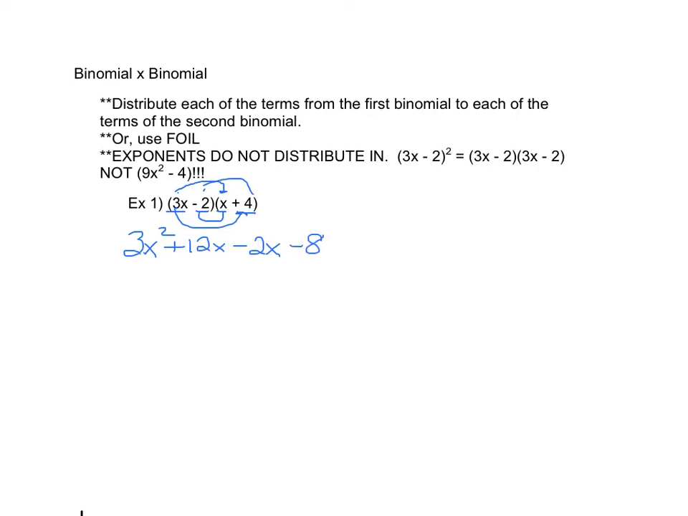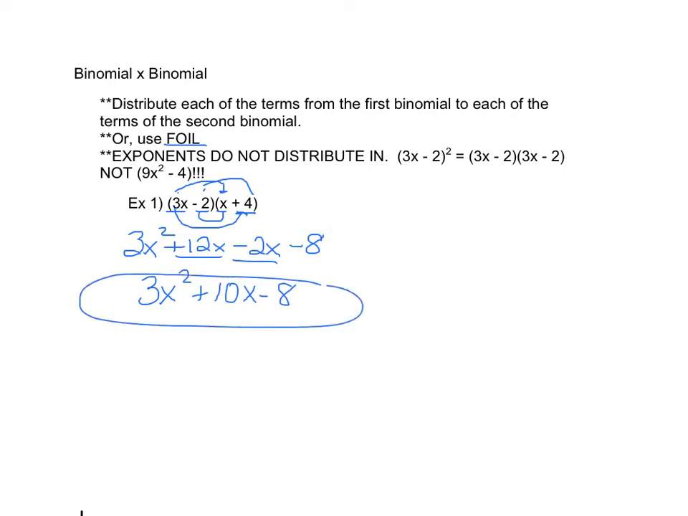So again, that's me using that acronym of FOIL, just a way to remember everything. Combining like terms, I get 3x squared plus 10x minus 8, since 12x minus 2x is plus 10x.